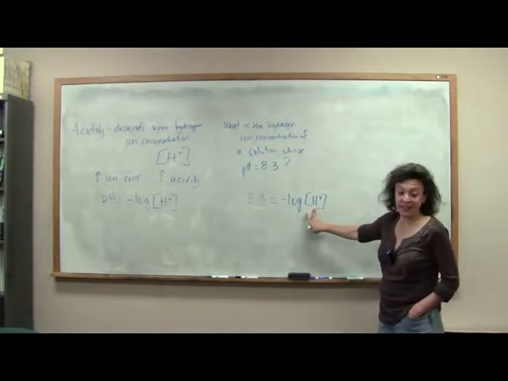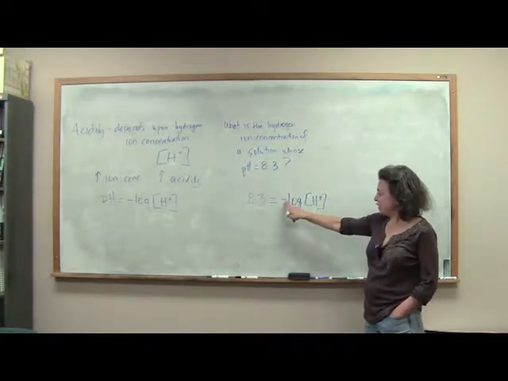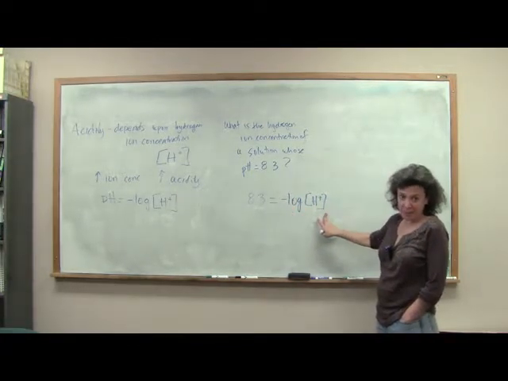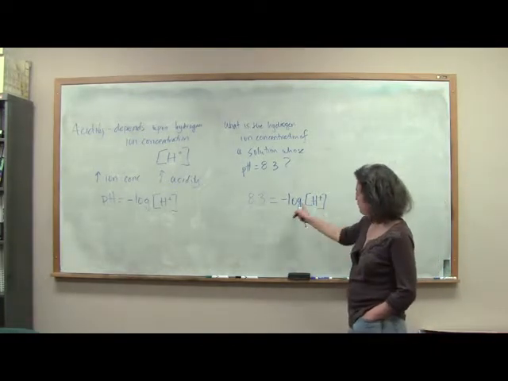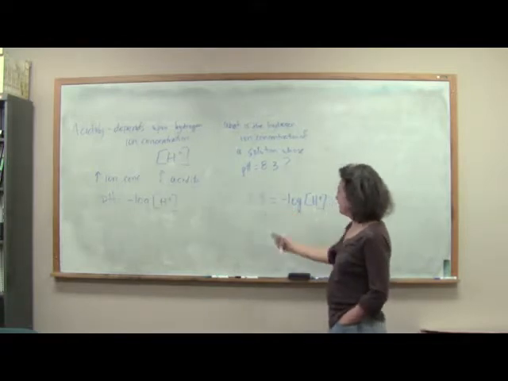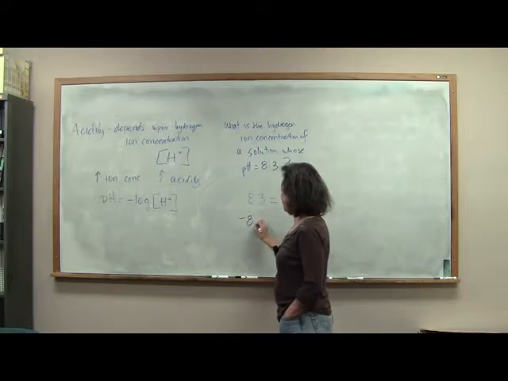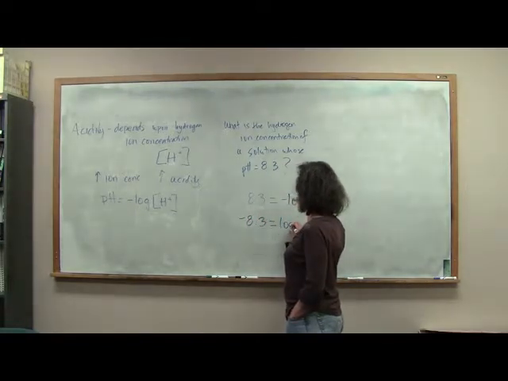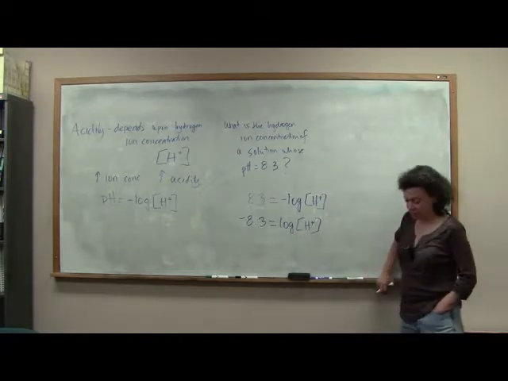Can we solve this? Yes, we can. The first thing that I would do, just like I isolate my exponentials, is I'm going to isolate my log. In other words, I can think of it as multiplying or dividing both sides by -1. So I'm going to get negative 8.3 is the log of our hydrogen ion concentration.